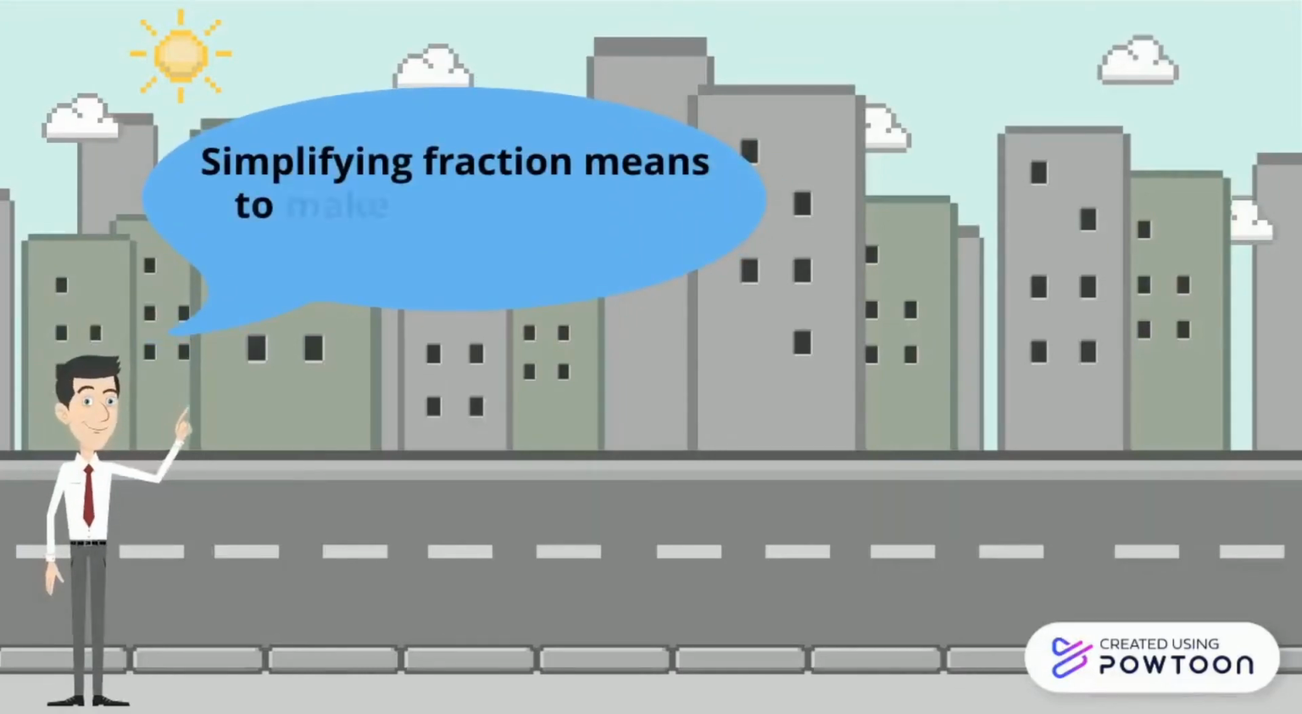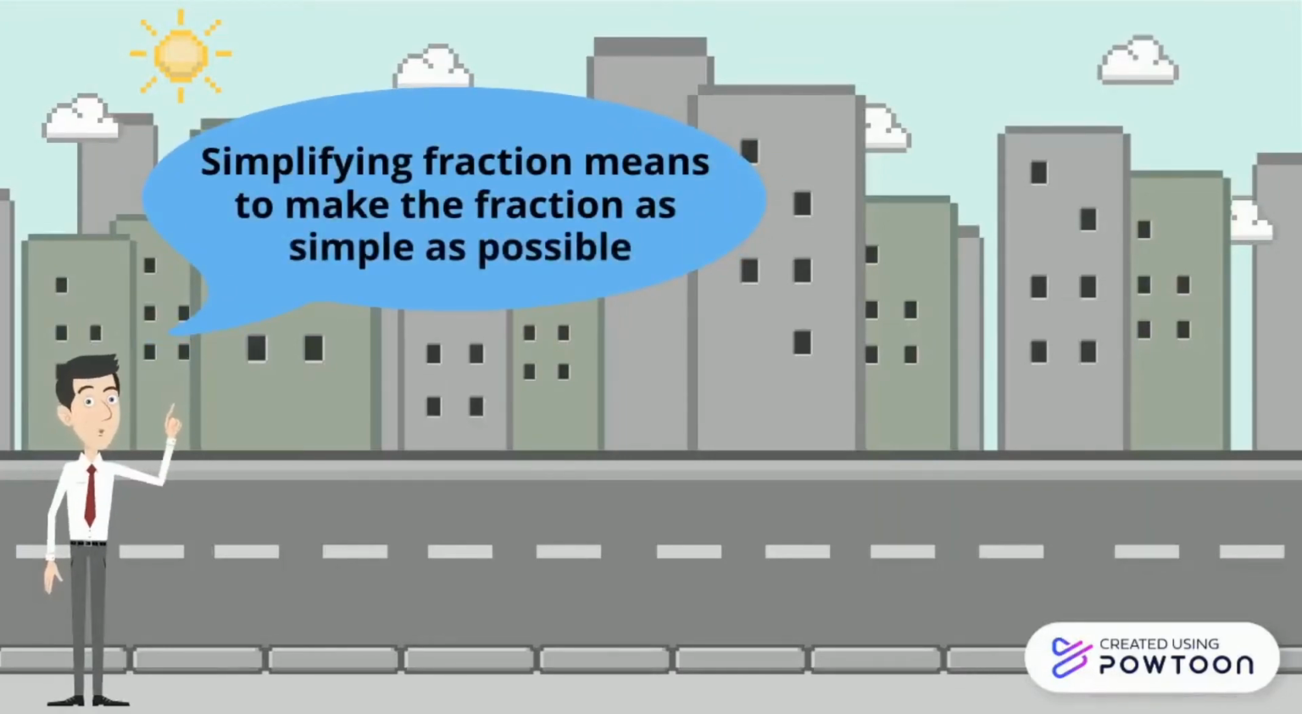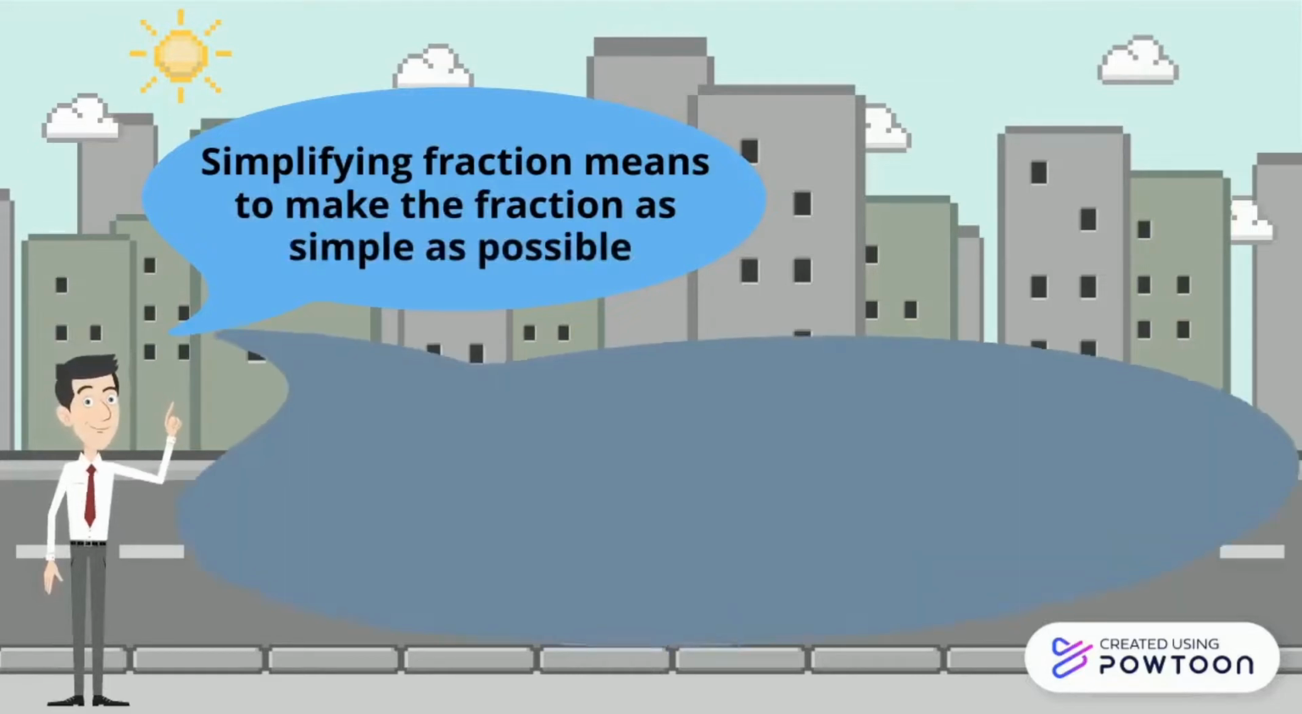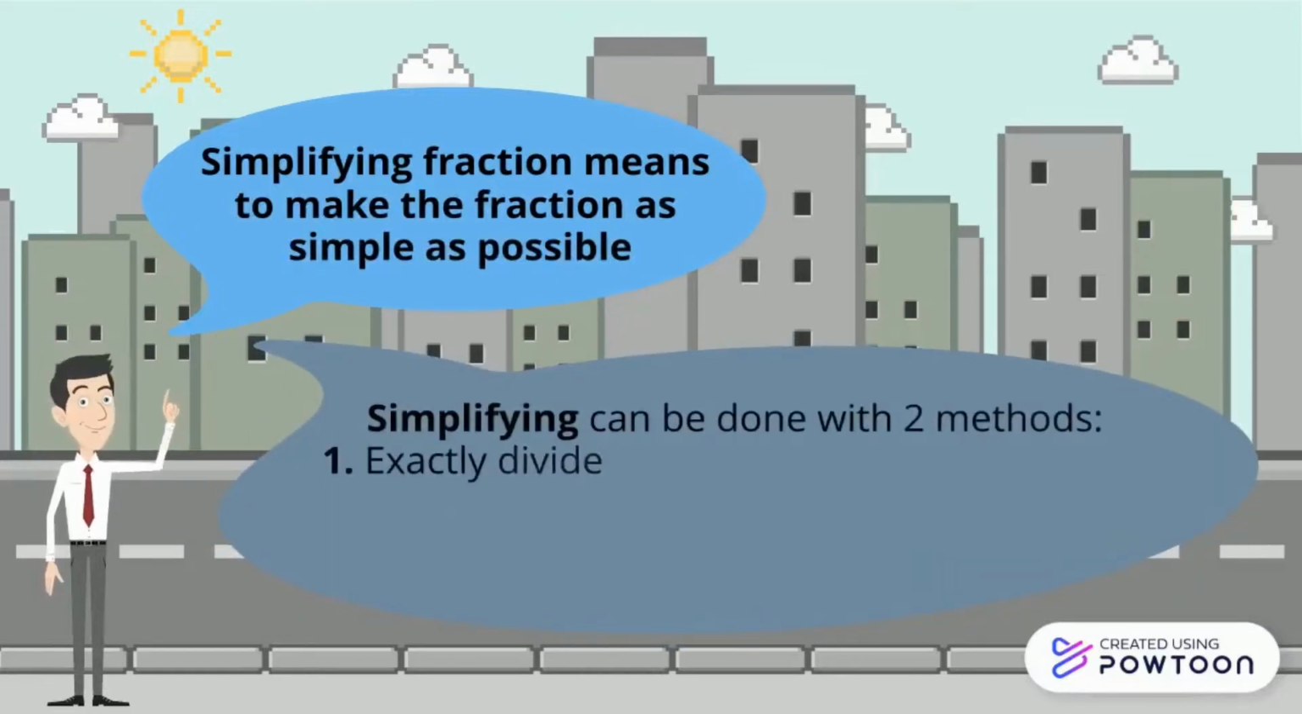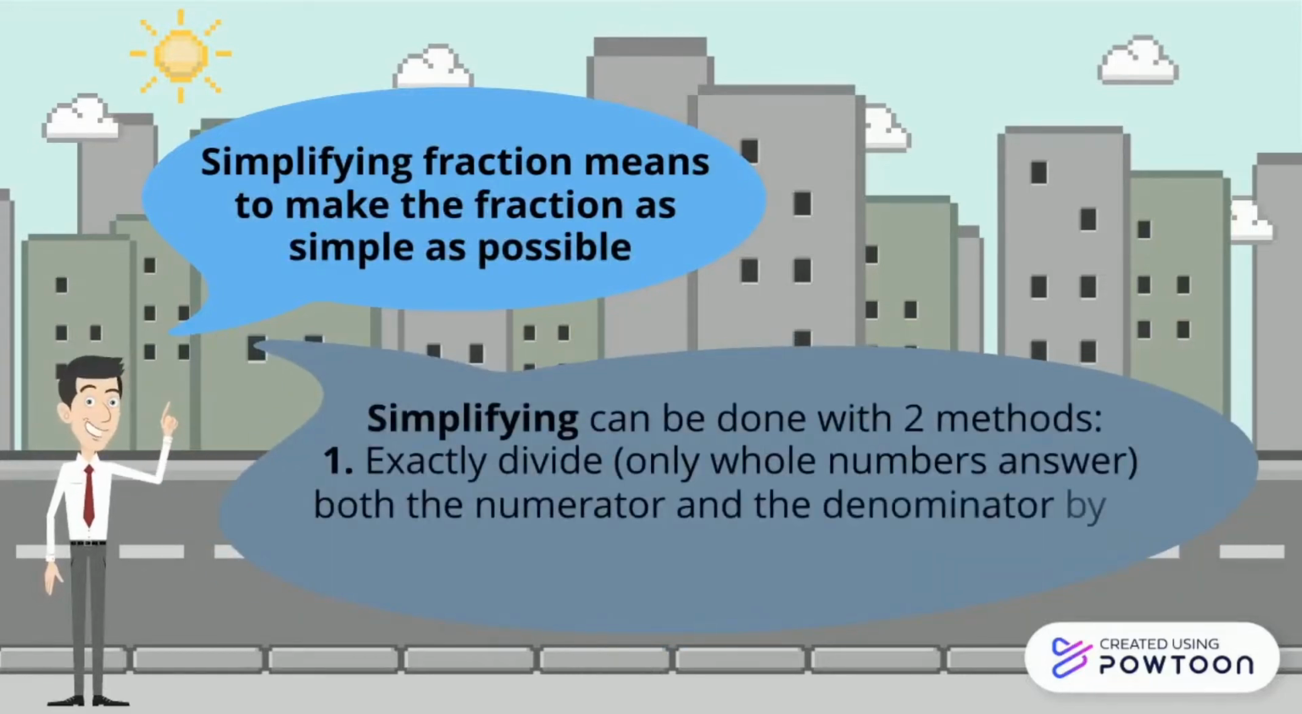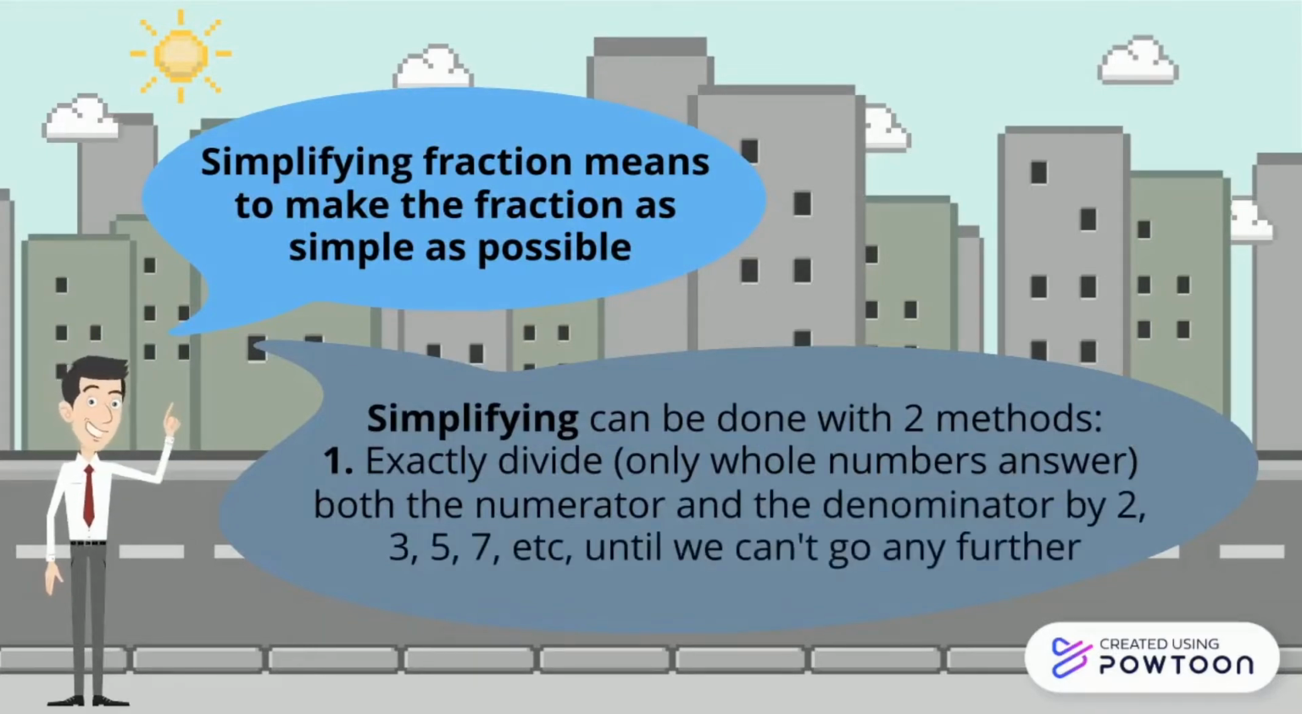Simplifying a fraction means to make the fraction as simple as possible. Simplifying can be done with two methods. Method number 1. Exactly divide both the numerator and the denominator by 2, 3, 5, 7, and so on, until we can't go any further.